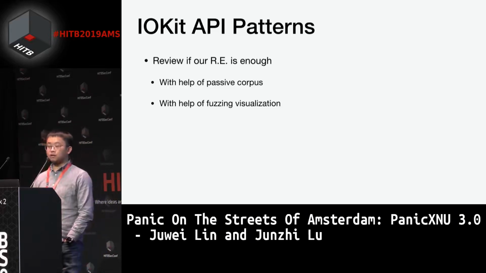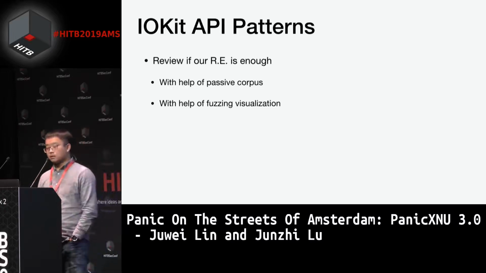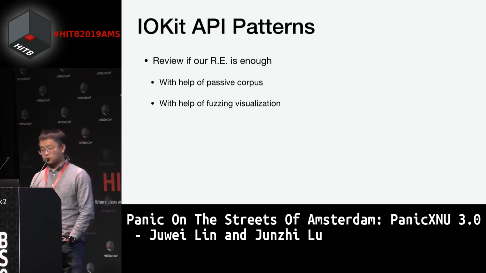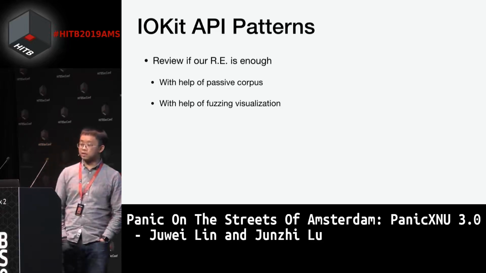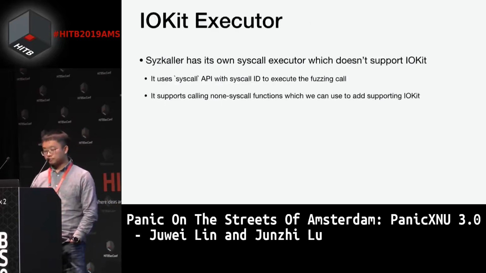First one, don't depend on the reverse engineering. So we have passive fuzzing and combine the passive and the active to make it not that important. And we can also, with the help of fuzzing visualization, check if the reverse results are right.